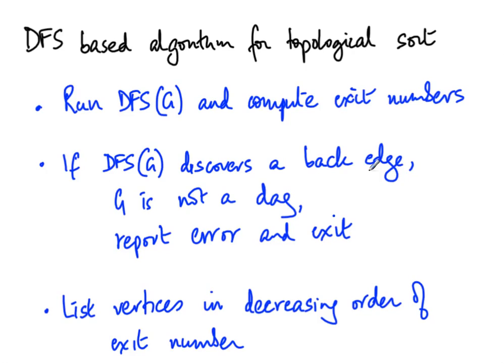But assuming that we don't find any back edges, we have now computed the exit numbers. With our observation that whenever U points to V, the exit number of V is smaller than the exit number of U, it suffices to print out all the vertices in the decreasing order of exit number. So we just have to list the vertices in their decreasing order of the exit number.